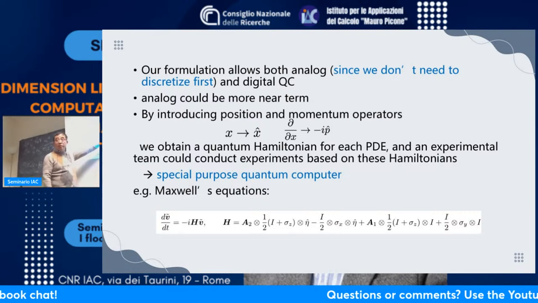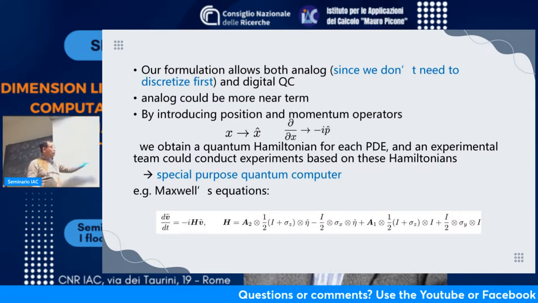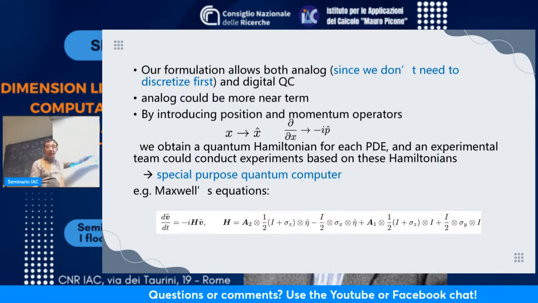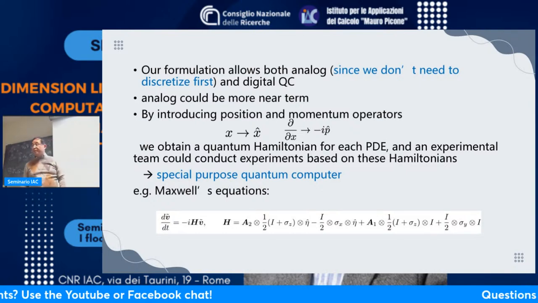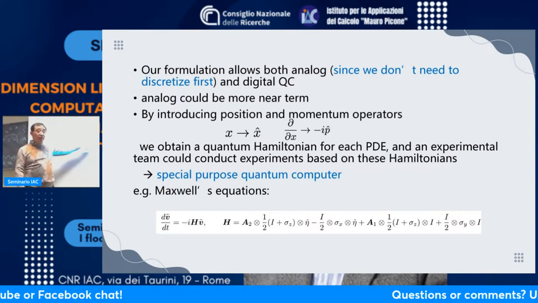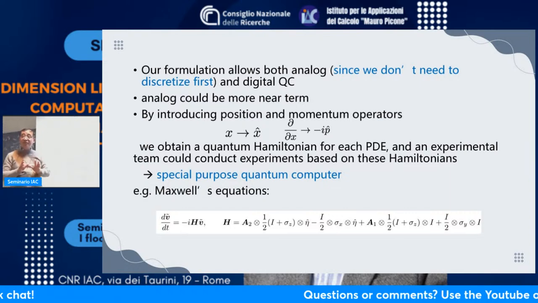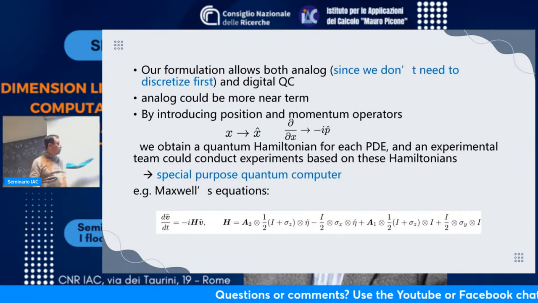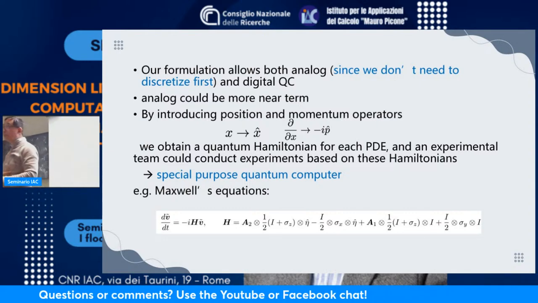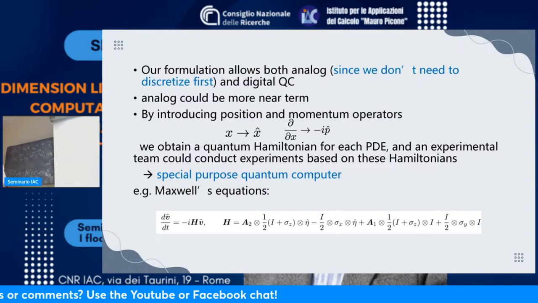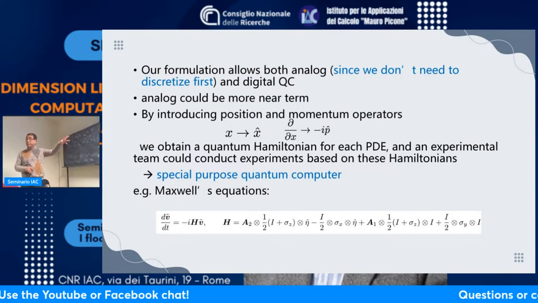So for example, the Maxwell equation. We can Schrodingerize the Maxwell equation, so it can be written like this, and this is our Hamiltonian. The sigmas are just Pauli matrices. So we just give an experiment. If you have a sophisticated experimental team, you can design this. Then you have a quantum computer to solve the Maxwell equation. It's a very big, important company in China, and they want to collaborate with us on this.